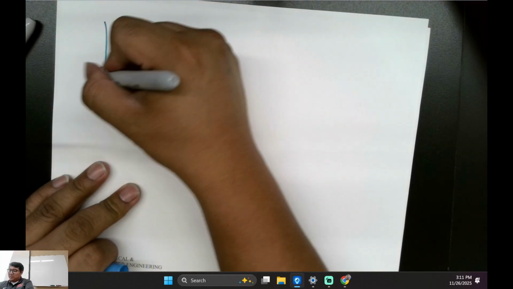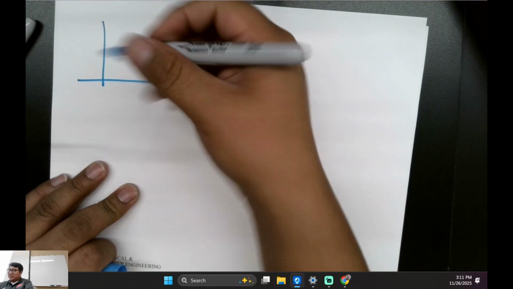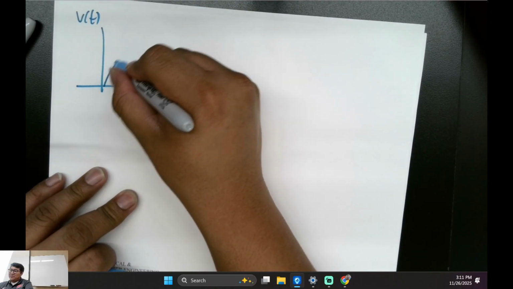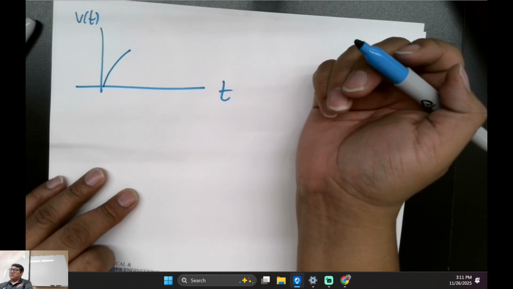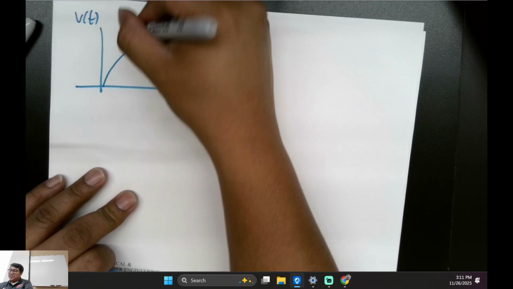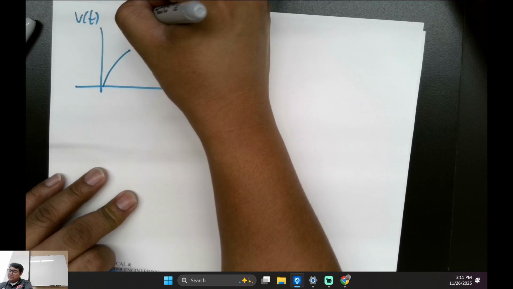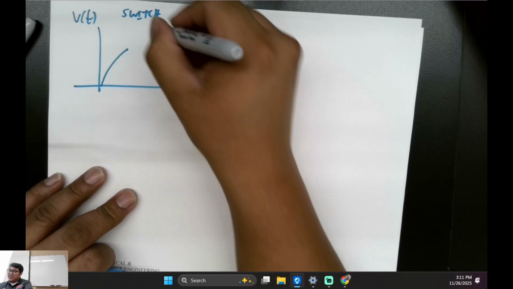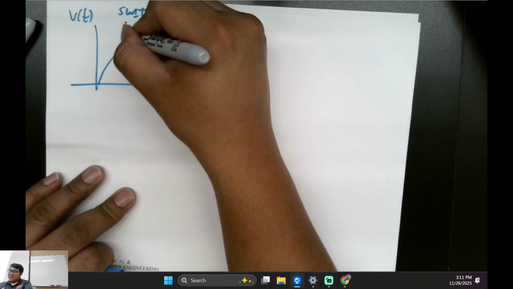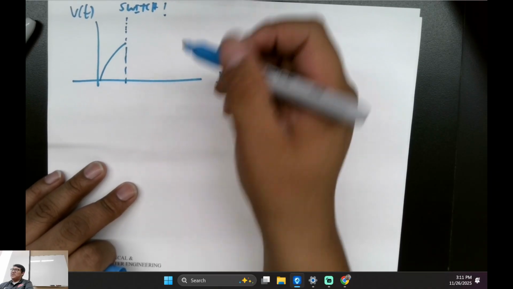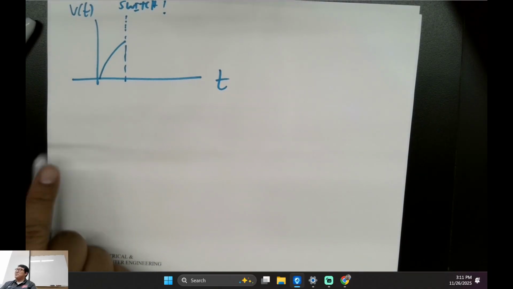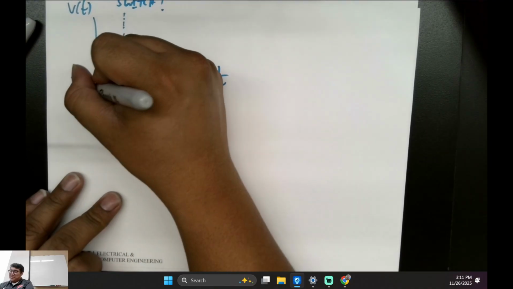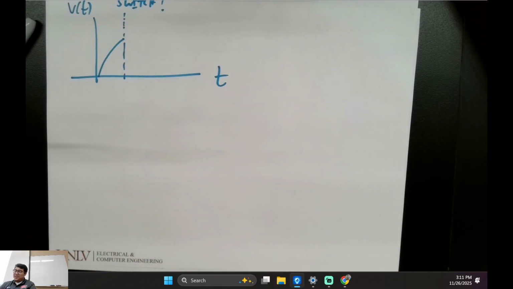So you'll probably come up to a plot where, here's my voltage, and we're charging. We're doing something, but something in the circuit switches. Switch. Did I spell that right? Yeah, switch. Right at this point, and we're doing something to describe that. How do we solve this problem? Well, this right here is our t equal to 0.